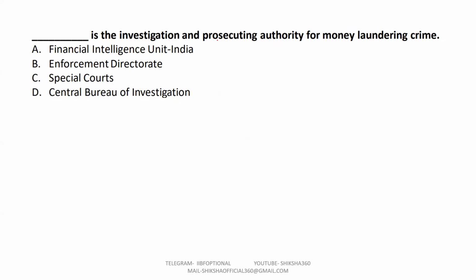Dash is the investigating and prosecuting authority for the money laundering crime. Financial Intelligence Unit FIU India, Enforcement Directorate, Special Court, Central Bureau of Investigation. So which is the correct one? The investigating and prosecuting authority for the money laundering crime is the Enforcement Directorate.